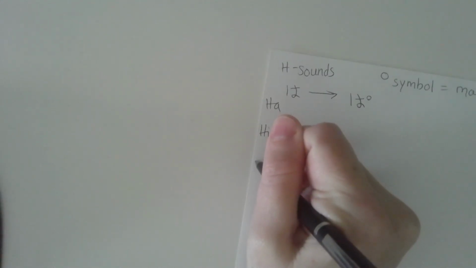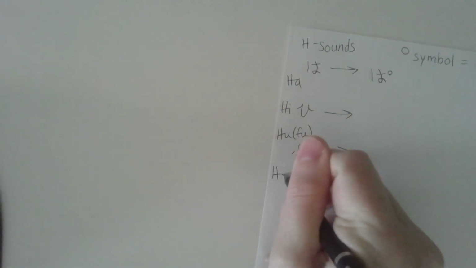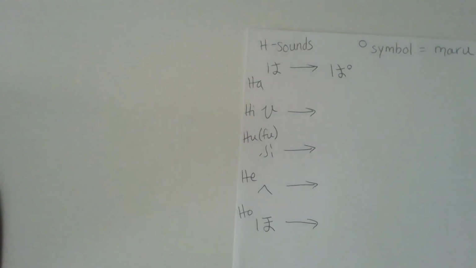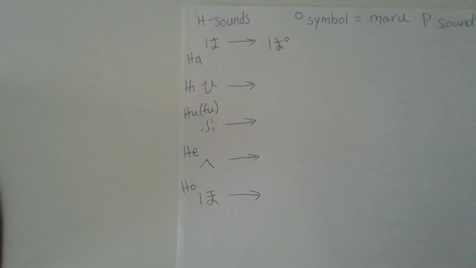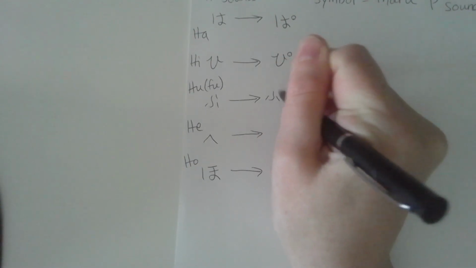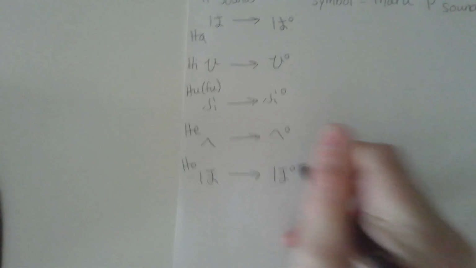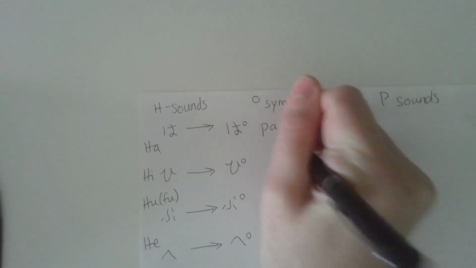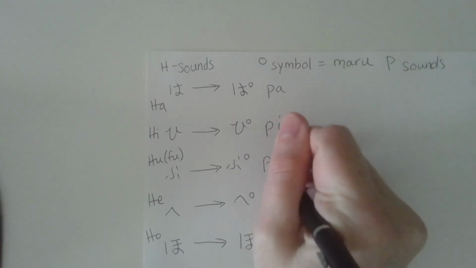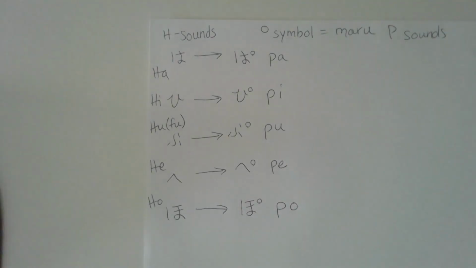So ha, hi, fu, or I'll just write who, he, ho, and then it goes to pa, pi, pu, pe, po. Hey, it's that easy, right?